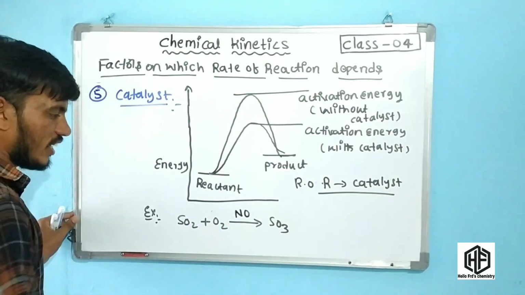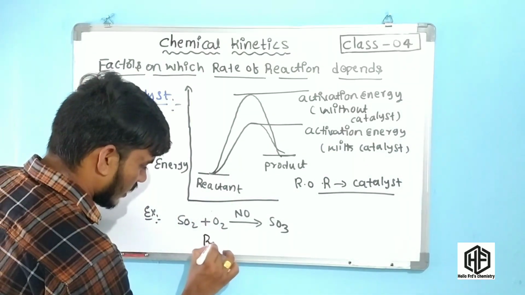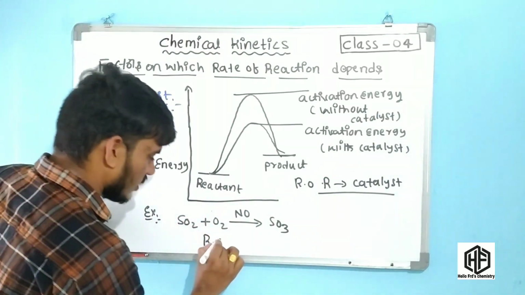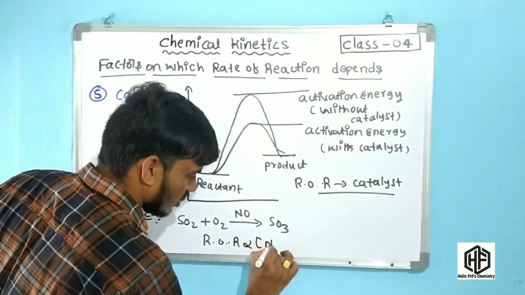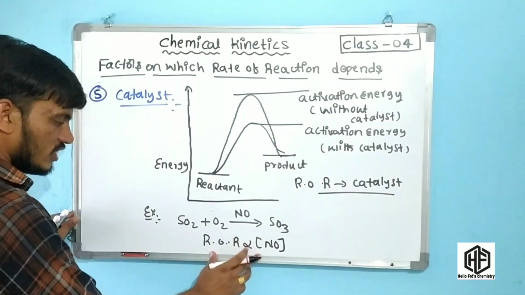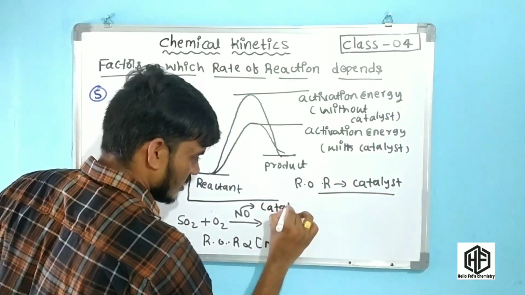In the presence of nitric acid, this nitric acid is called a catalyst. Now what is the rate of reaction? The rate of this reaction is directly proportional to the concentration of nitric acid. Nitric acid is the catalyst.